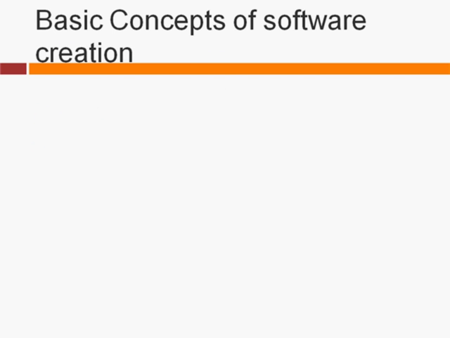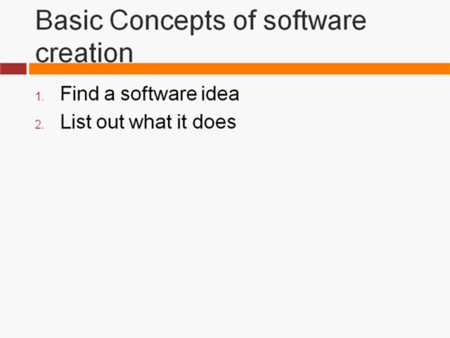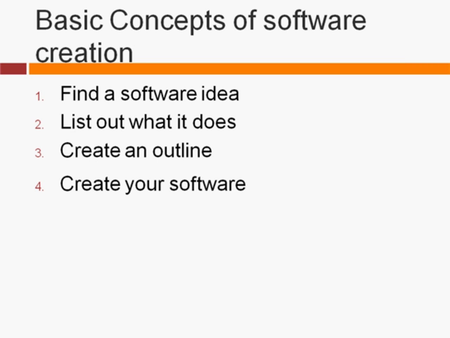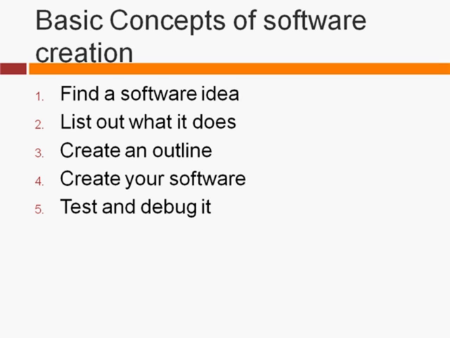Now, before I actually get started and move to video 2, I want to talk about the basic concepts of software creation. First, this is how it works. You find a software idea, or you create a software idea. Then you list out what it does. You create an outline or blueprint, you create the software, you hire programmers, develop the software, and of course you test and debug it.